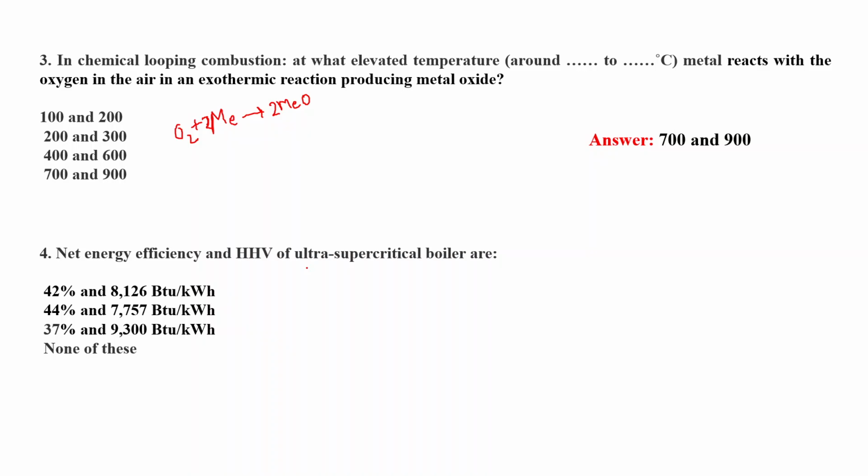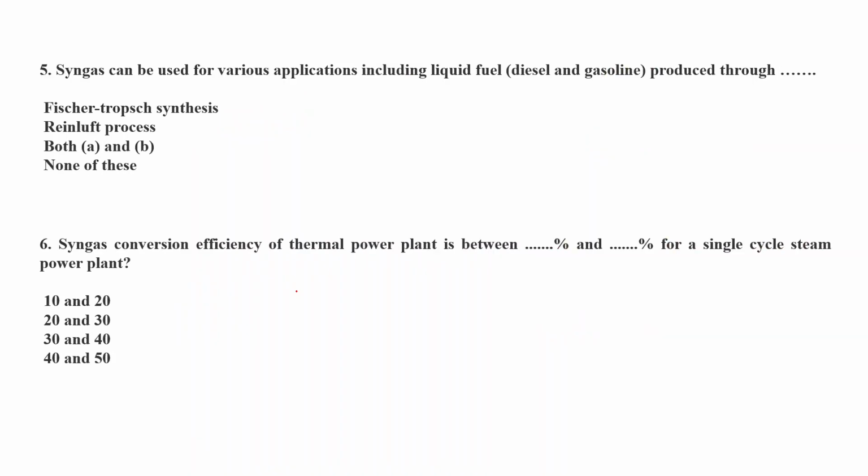Net energy efficiency and higher heating value of an ultra supercritical boiler are? The answer to this is 44% and 7757 BTU per kilowatt hour. Coming to the other question: syngas can be used for various applications, including liquid fuel, diesel and gasoline produced through? The answer is Fischer-Tropsch synthesis.